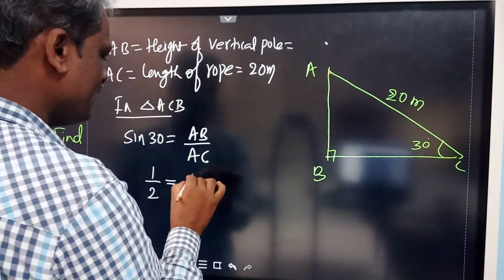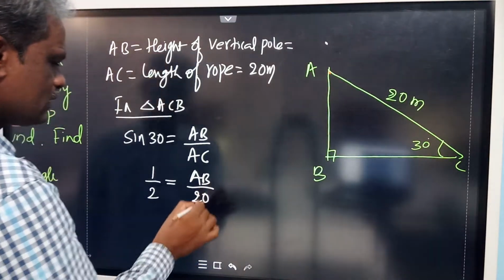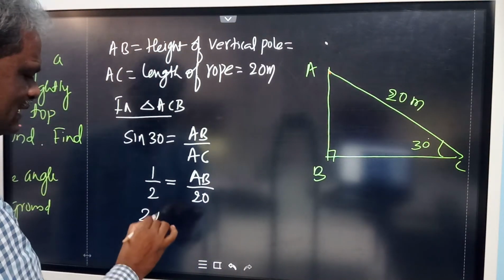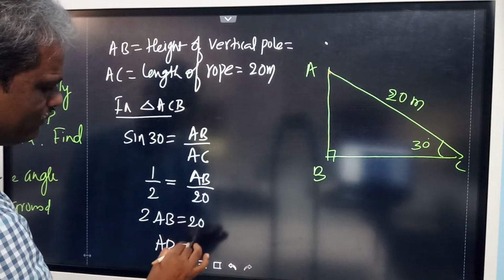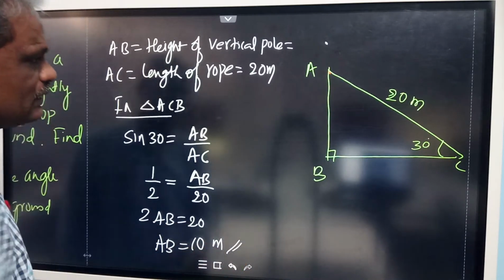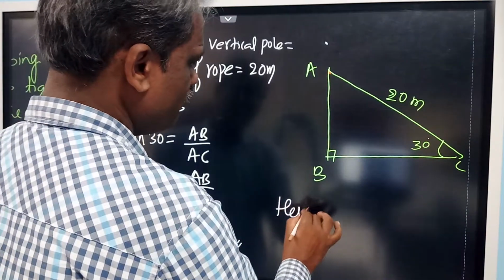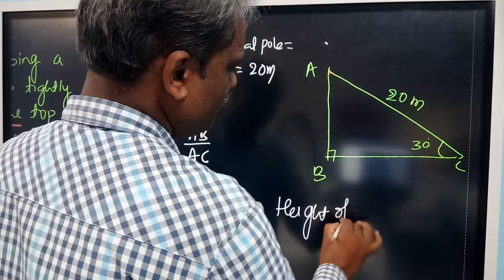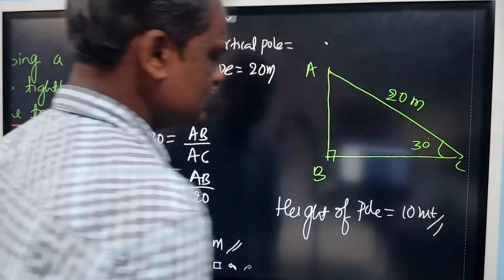So the length AB we need to calculate. AC here is 20 meters. So cross multiply: 2 times AB is equal to 20. Therefore AB is equal to 10 meters. So that means the height of the pole is equal to 10 meters. So this is the solution.